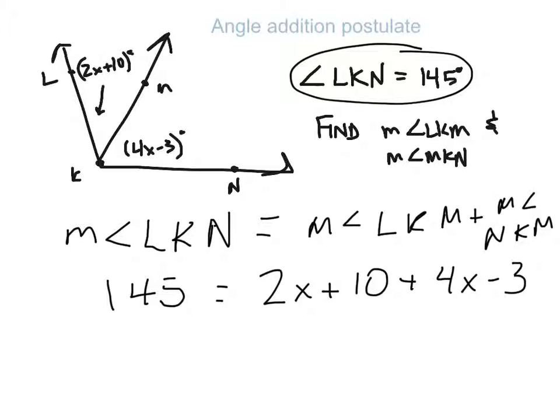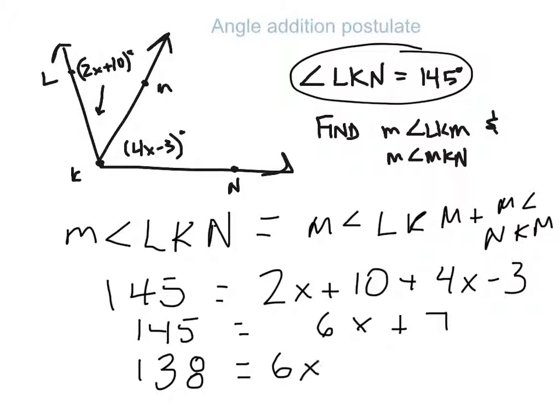Combine like terms on the right side, that gives us 6x plus 7, and 145 on the left. We'll subtract 7 on both sides. That leaves us with 138 on the left side, 6x on the right side. We divide by 6, and that gives us 23.